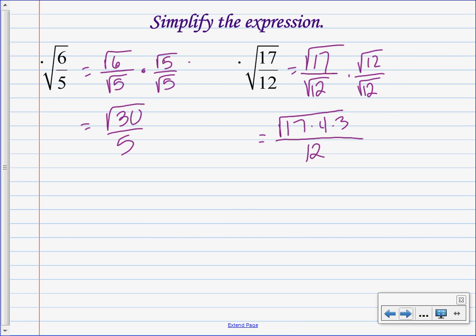I did this because I know that there's a perfect square in 12, right? 4 is a perfect square. So what comes out? What's the square root of 4? 2 times the square root of 17 times 3. Does anyone know what 17 times 3 is? It's not 5. 17 times 3 is not 5. Thank you. It's 51, all over 12. Can it be simplified any further? Are we done? Yeah, it can be simplified or yeah, we're done.